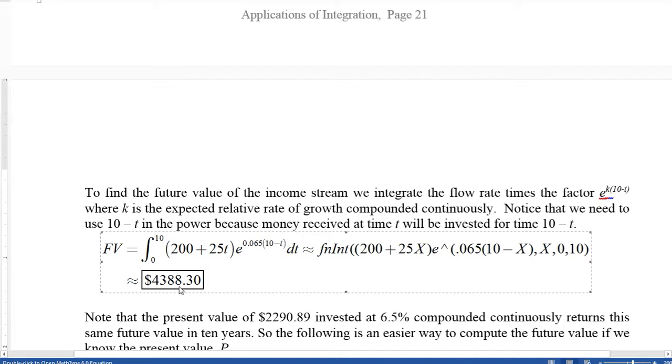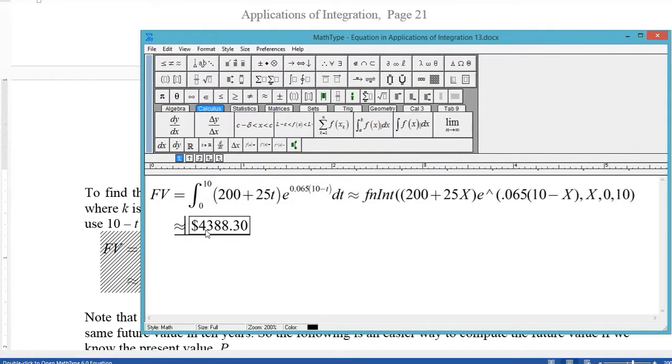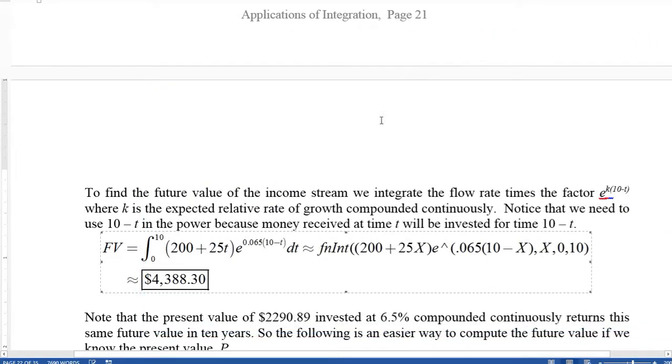Okay, and if you work that out, that's $4,388.30. Okay, and I'm pretty sure that number is correct. I just worked that one out on my calculator just a minute ago.